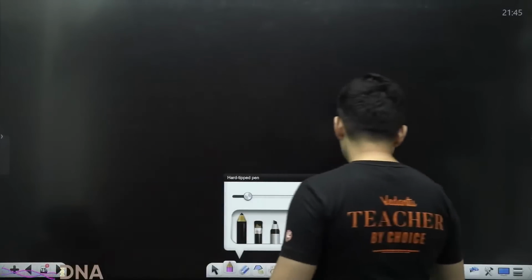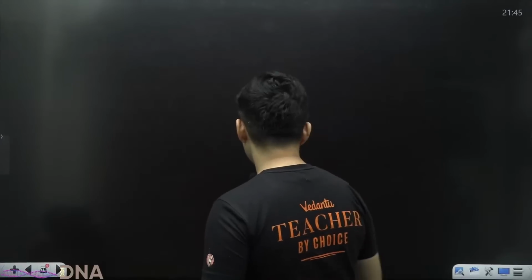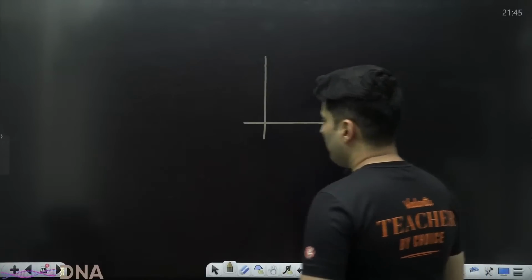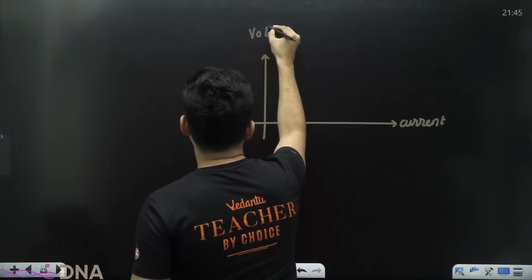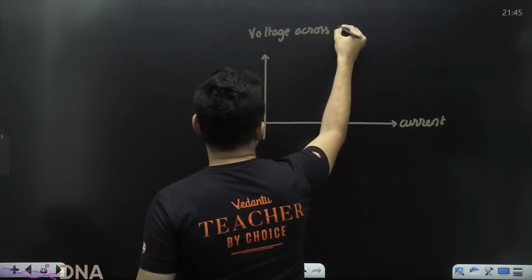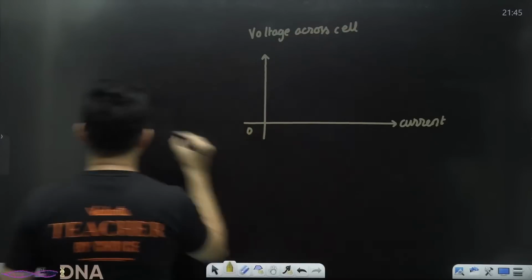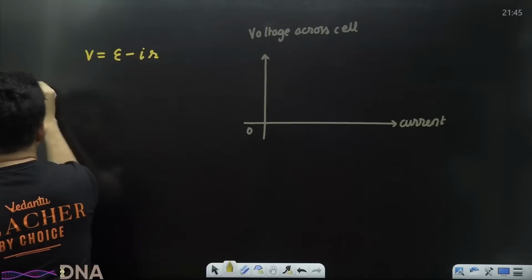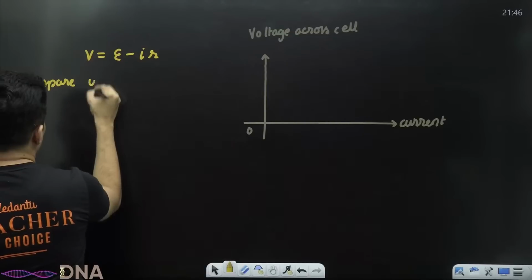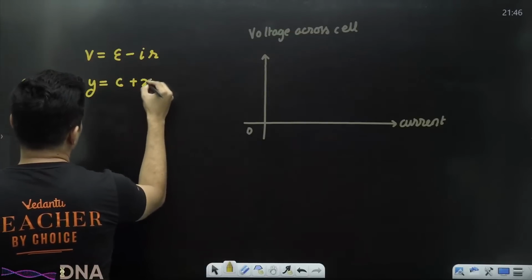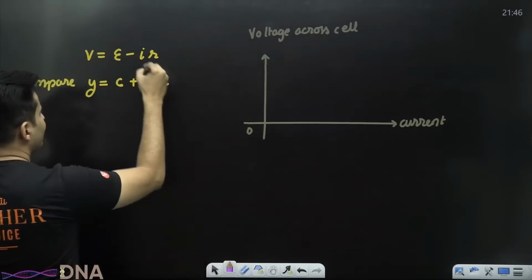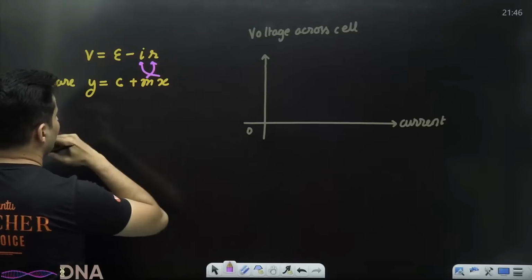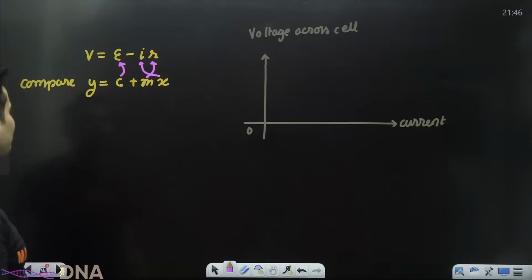Now usually in the NEET exam and even in NCERT there could be some questions like this, where imagine this is your current, this is your voltage across the cell, and we know the voltage across the cell V is equal to E minus IR. Now compare this with y is equal to c plus mx. So clearly you will see who is what. x is your x-axis, which is current. Slope is your R, and constant is your E. And your y-axis is nothing but your voltage.